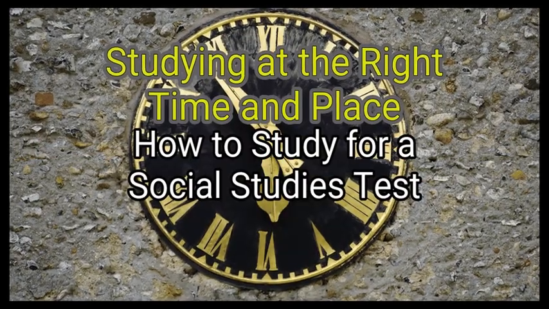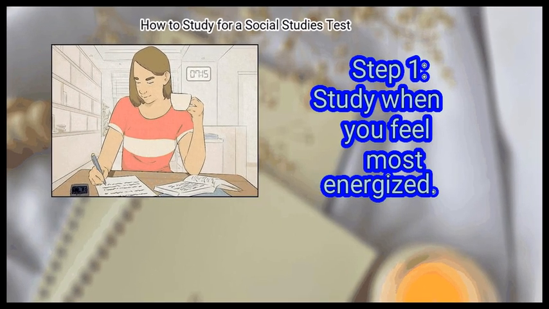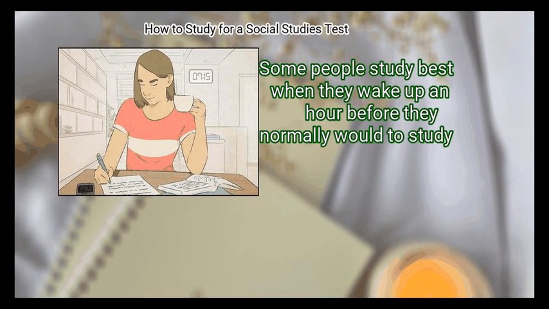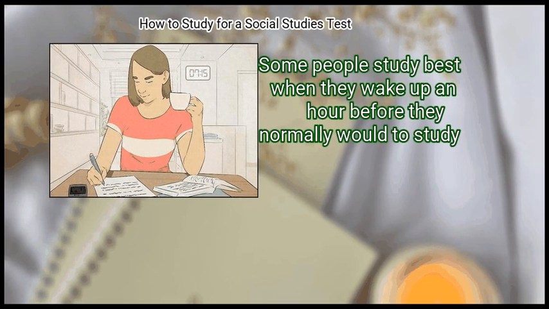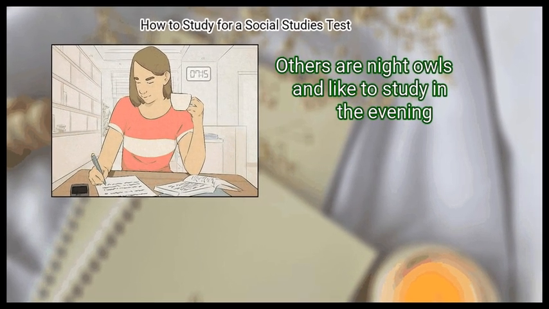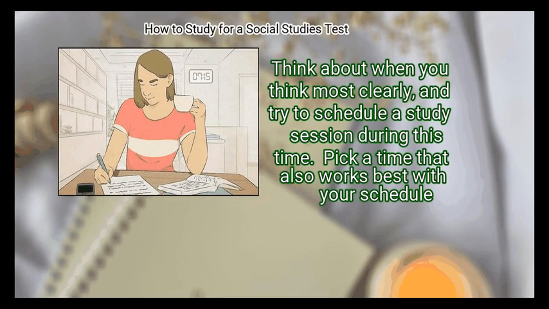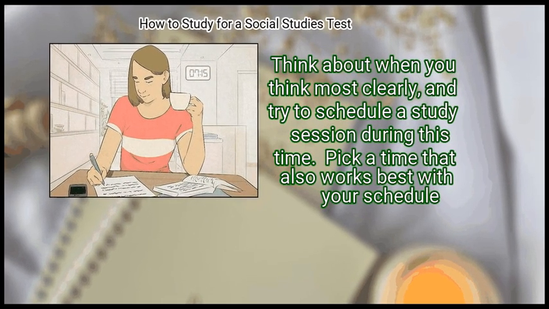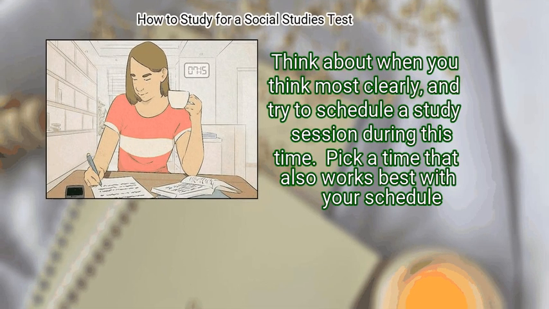Method 3. Studying at the right time and place. First is study when you feel most energized. Some people study best when they wake up an hour before they normally would to study. Others are night owls and like to study in the evening. Think about when you think most clearly, and try to schedule a study session during this time.